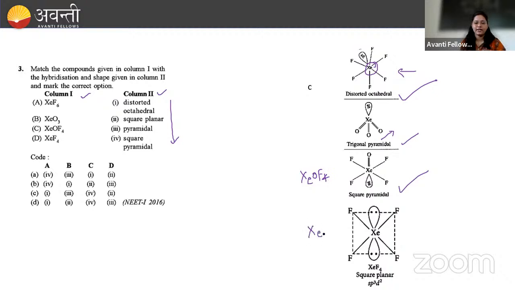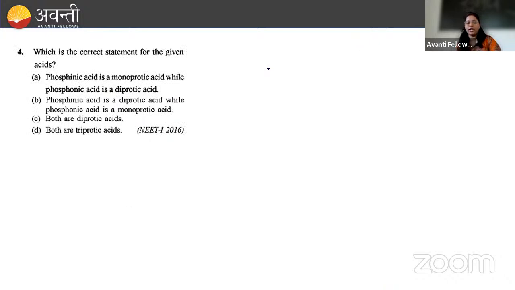Square planar, that is XeF4. ठीक है, 2 इलेक्ट्रॉन पेयर है उस पे, ज़ेनॉन पे 2 इलेक्ट्रॉन पेयर है, यहाँ पे एक ही था, यहाँ पे भी एक था, लोन पेयर्स. Okay, pair बोल रही हूँ मैं. Okay, any doubts? So the structures are shown here. So when we match this structure with the options, now you can see option C is the correct answer. Okay, any doubts? Let's move on to the next problem.